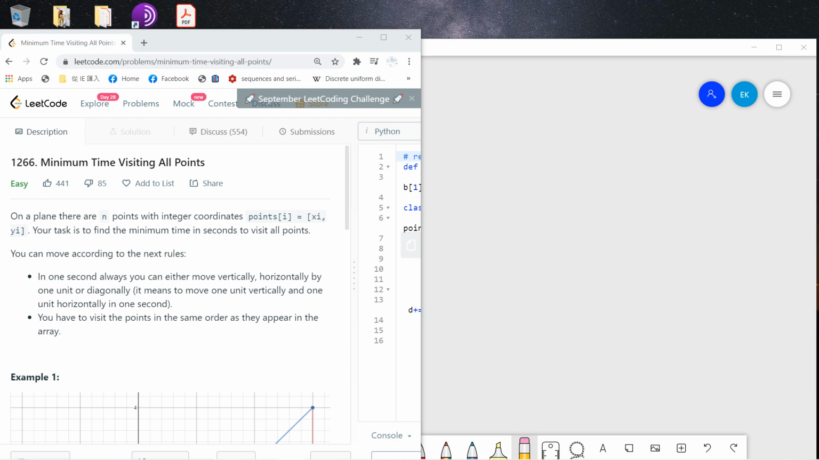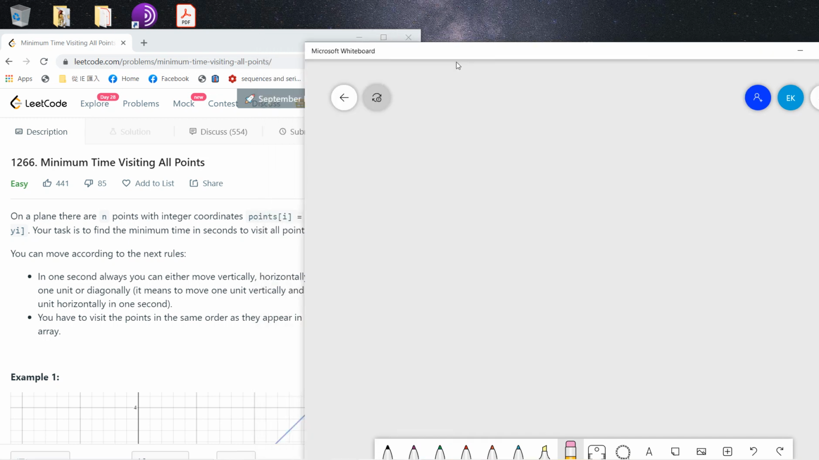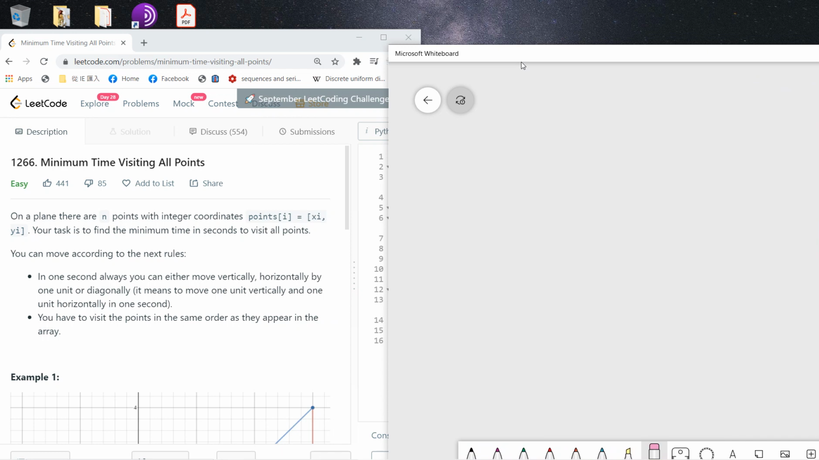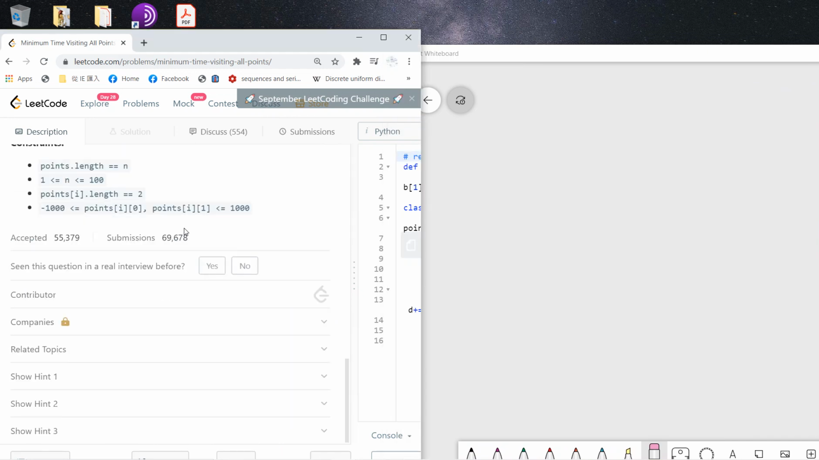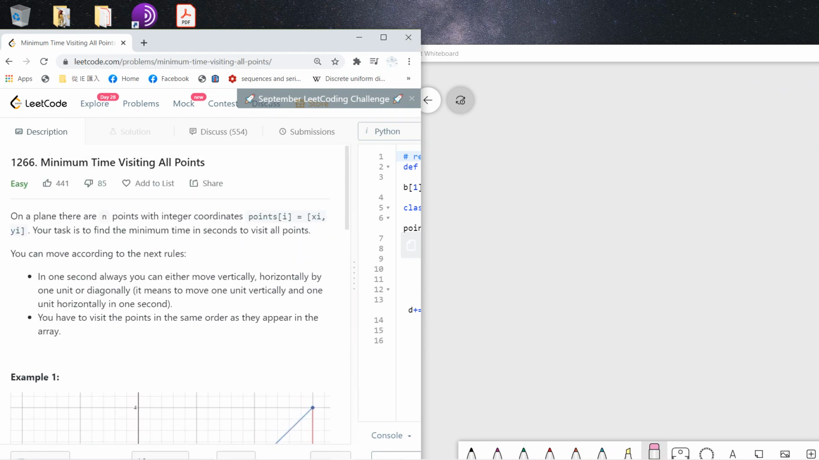Okay, so this problem looks very strange the first time, but after I figure out the definition, then it's very simple. Basically, you have points on a Euclidean plane, and these points have integer coordinates. You can move according to the rules.